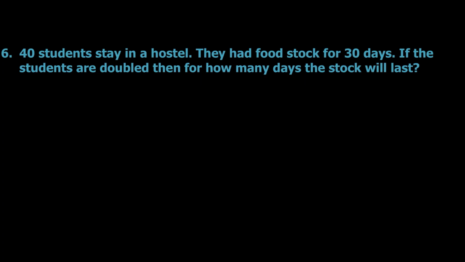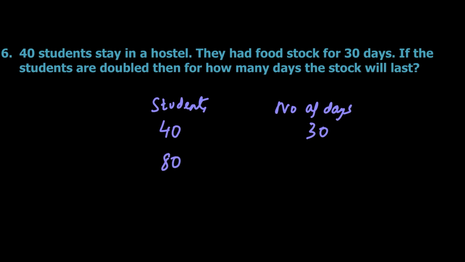Well, let us fill in whatever needs to be filled. How many days? So we need to find how many days, that needs to come on the right side, and number of students will come on the left side. 40 students. The food lasts for 30 days when there are 40 students in a hostel. Now the students are doubled. So the students have become 80. What will happen to the food? Will it last for more days or less days?